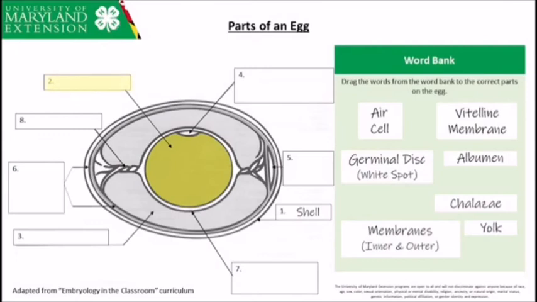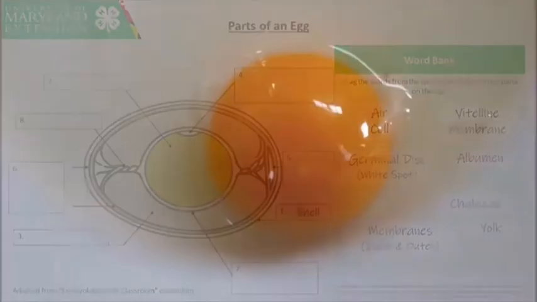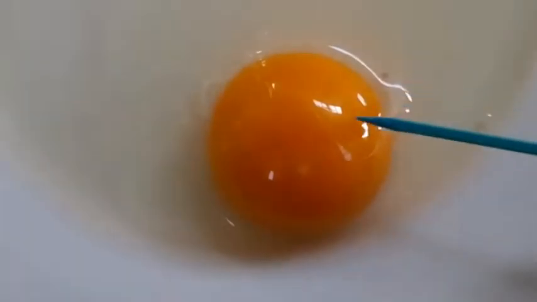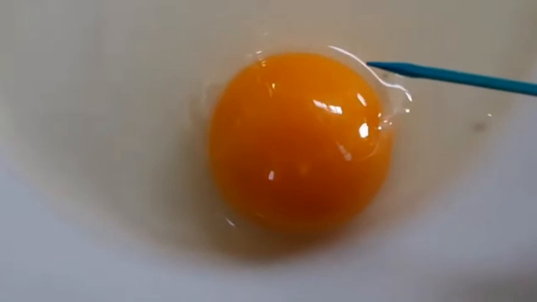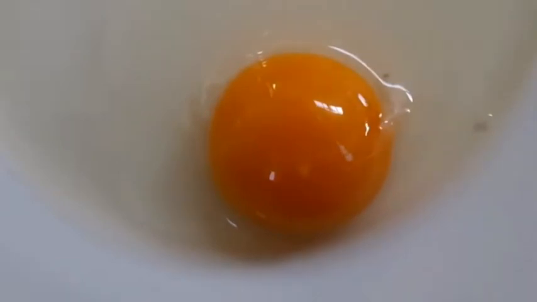Number 2. What part of the egg is this yellow area in the middle? Yes, this is the yolk. If we were talking about an egg that has a chick growing inside, the yolk would provide the food for our growing chick.